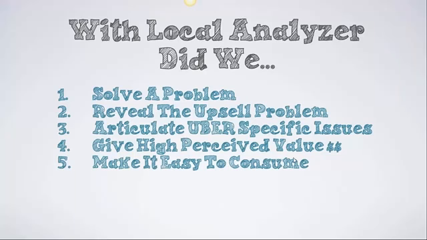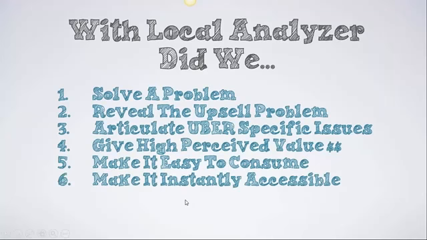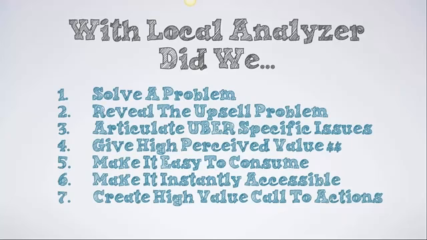We made it very, very easy to consume. Not this big, long 42-page ebook. It's one page, very easy. We made it instantly easy to access. They didn't have to go and double opt in, or log into a website to get their information and download it. It was instantly right there in front of them. They didn't have to go to even their email to check it. And then last, did we create high value call to actions? Yes? Yeah. So can you see the power and ease of operation if you put all these together?